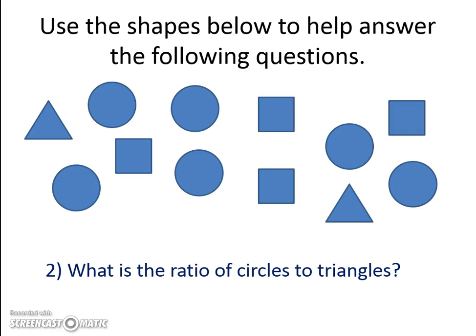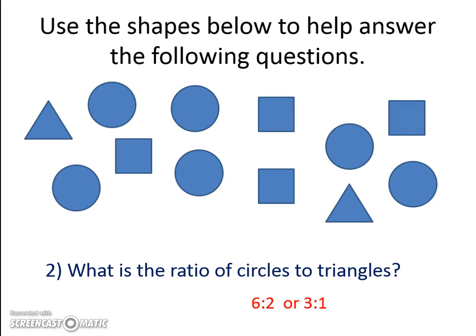Let's try another. What is the ratio of circles to triangles? Well, to do this problem, I first count the circles, which I already know there are 6 from the last problem. Then I count the triangles, and I see there are 2. So my ratio would be 6 to 2, or in simplest form, 3 to 1.